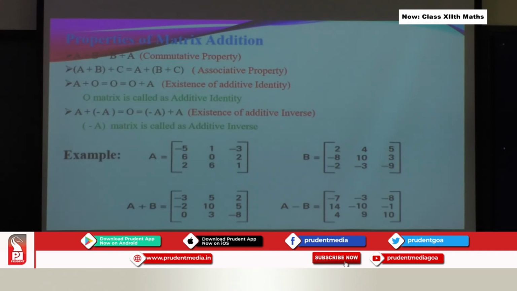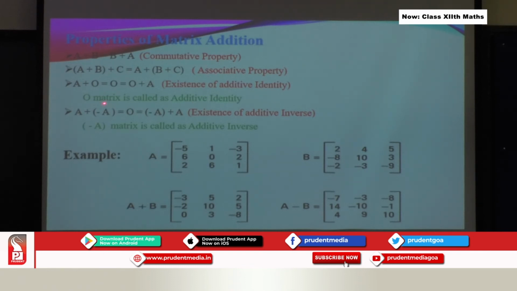So we have different properties of matrix addition. Look at this here. When you add two matrices, A plus B is equal to B plus A. It is also called the commutative property. This property is very familiar to you all. We studied this in real numbers as a first entry.